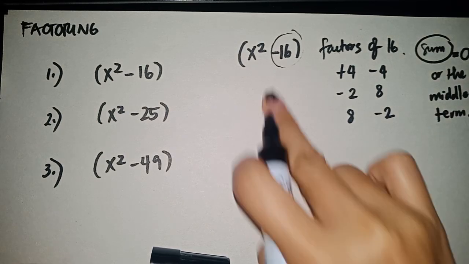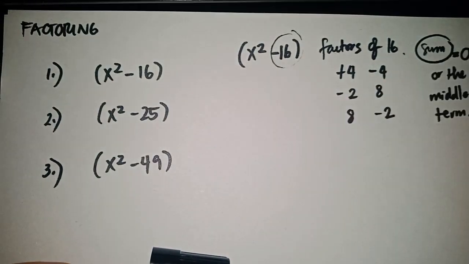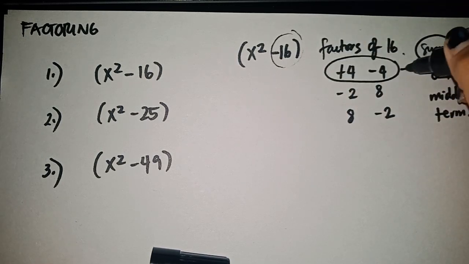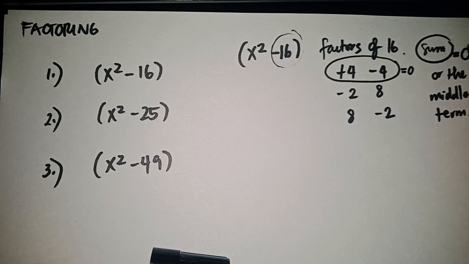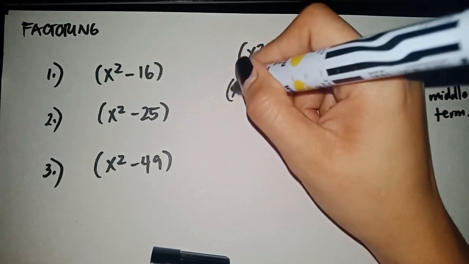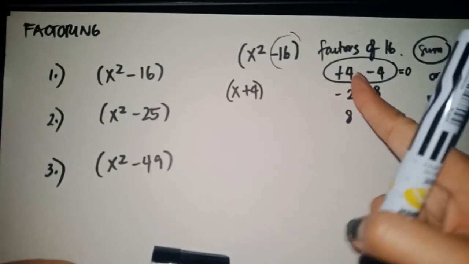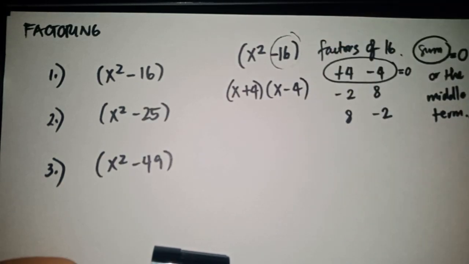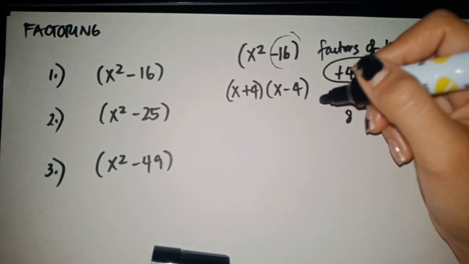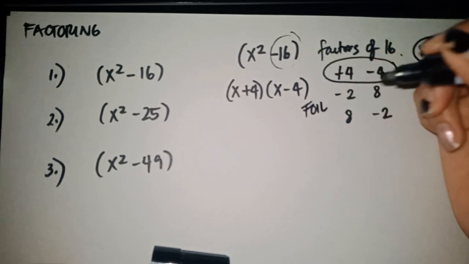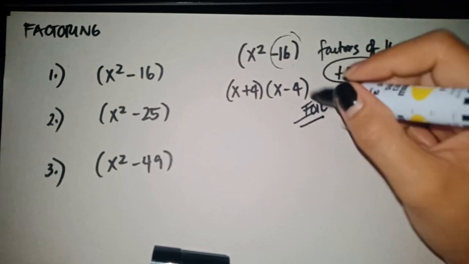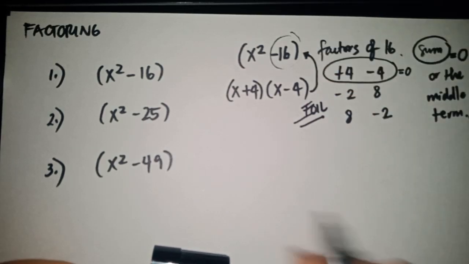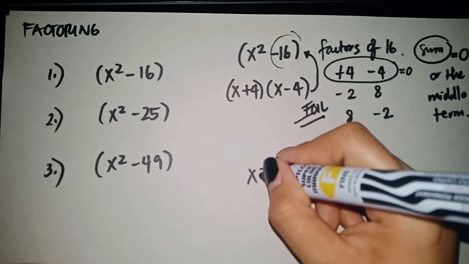What sum are we talking about? From the factors, we have to look for the sum that will be equal to 0. As you can see, we have factors of 4 and -4. So those factors will be the factors of our polynomial x squared minus 16. And this is the final answer. Now, if we are going to check our answer, you can use the FOIL method. And the answer will be x squared minus 16.